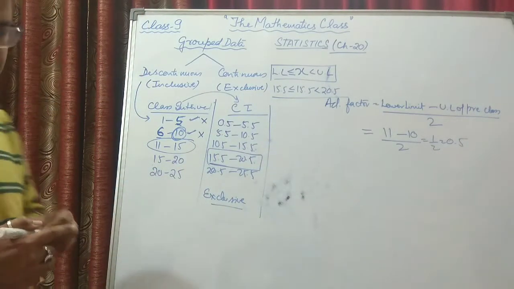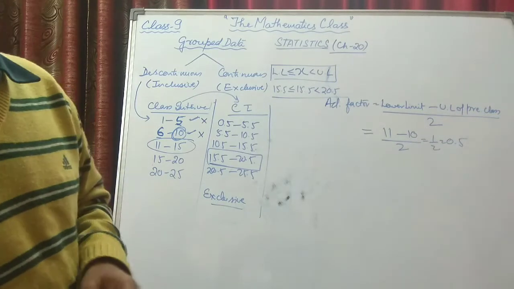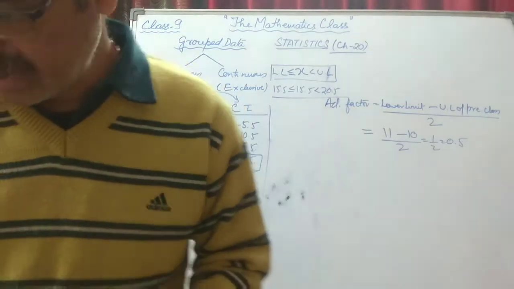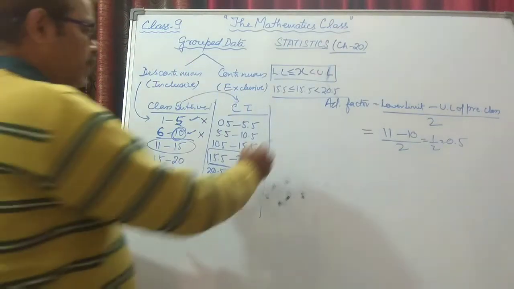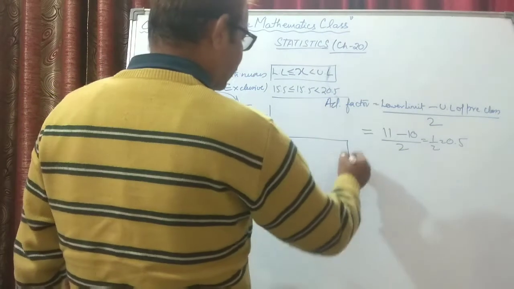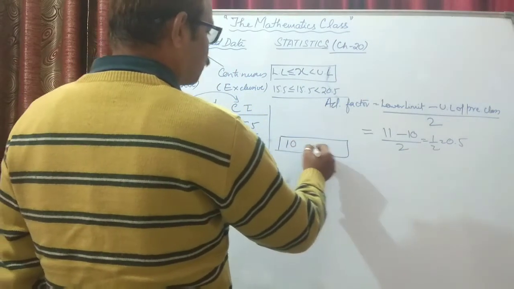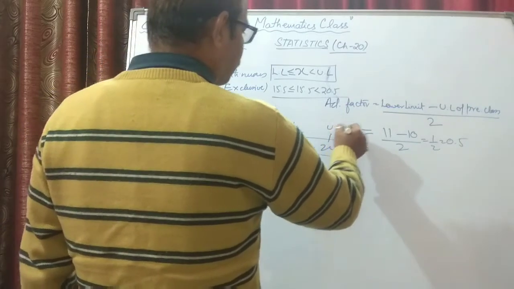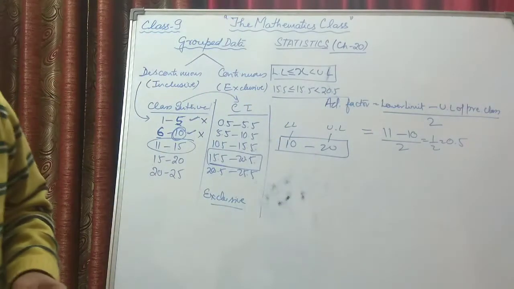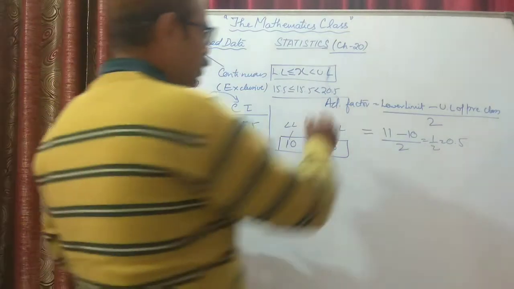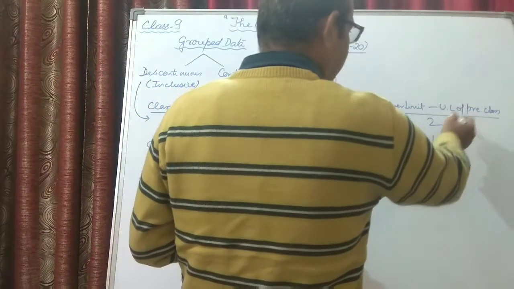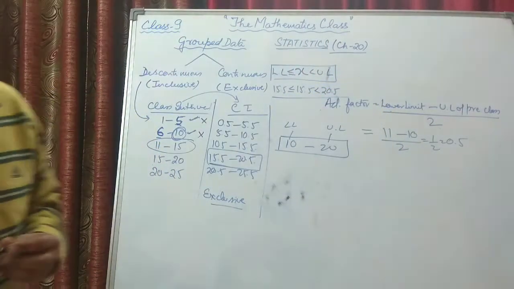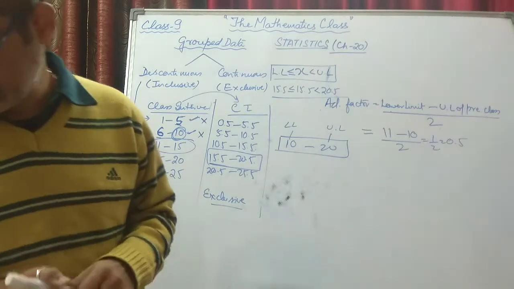Now there are a few things that I think we need to discuss. There are a few definitions. First thing is upper limit and lower limit. Suppose I have taken a class 10 to 20. So this is your lower limit and this is your upper limit. You know about the adjustment factor also. Adjustment factor is lower limit minus upper limit of the previous class, upon 2. This is the adjustment factor.